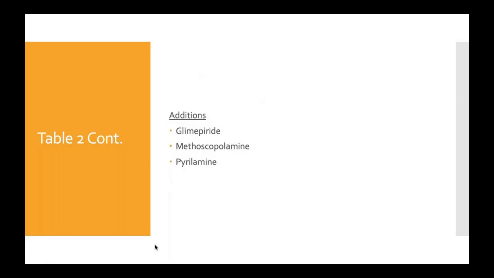Additions to Table 2 included glimepiride. The reason for this being that glimepiride can potentially cause severe prolonged hypoglycemia in elderly patients. Glyburide was already included in the criteria, so it was added to that. And then methylscopolamine and pyrilamine were both added as these agents have strong anticholinergic properties.